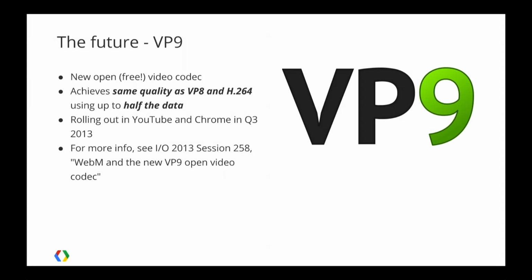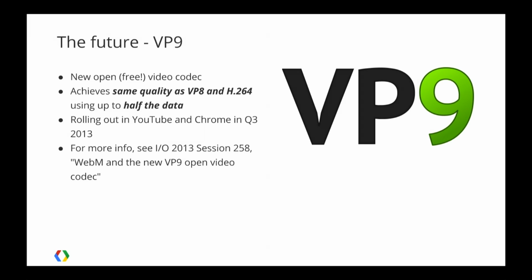I'm just going to talk very briefly about VP9, which is our next generation codec. It's also free and open, and we don't charge any money for it. The big point with VP9 is that it achieves the same quality as VP8 and H.264 high profile using up to half the data. Saw it during the keynote, Linus Upson demonstrated VP9 playing side by side with a 264 video, and you could see that the 264 data rate was up here, VP9 was about half.